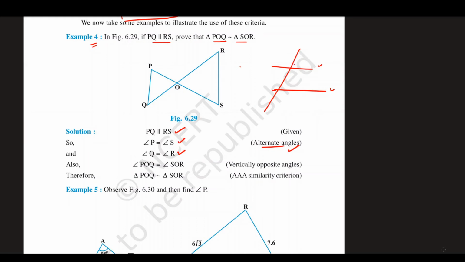We can say that this angle is equal to this angle. This is known as alternate angle. Okay, so angle 1 is equal to angle 2. So we get these two from there, and these two angles are also the same because these are vertically opposite angles. Hence by AA criterion these are similar.